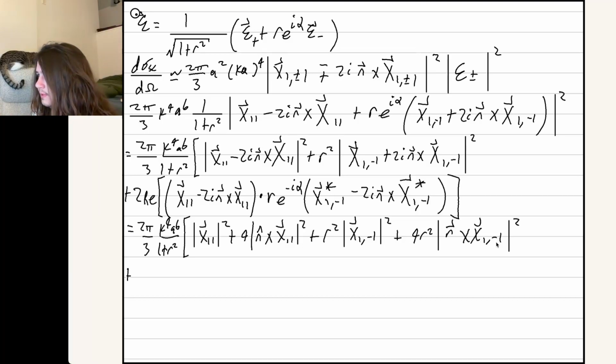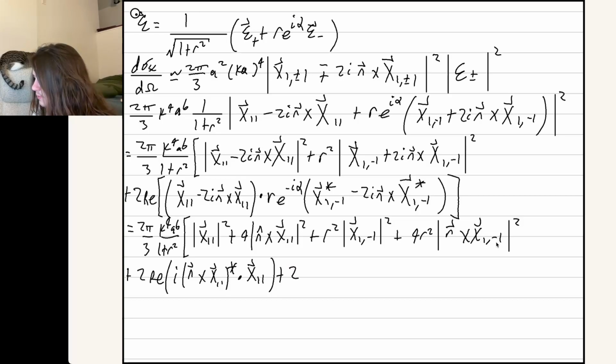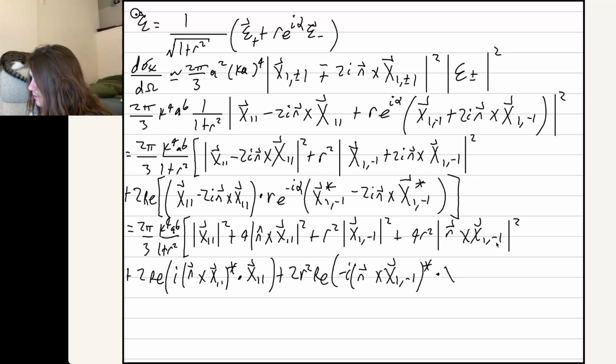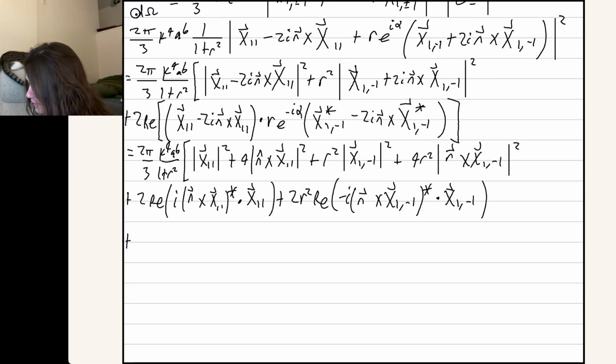which end up being 2 times the real part of i n cross X11, the complex conjugate of that, times X11, plus 2r squared times the real part of minus i n cross X1,-1 complex conjugate dot X1,-1. But then we still have the gigantic cross term, which we have to now deal with.